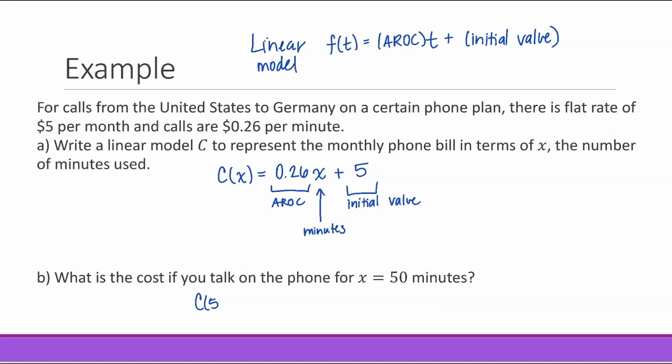So C of 50 is going to be 0.26 times 50 plus 5. 0.26 times 50 is 13, plus 5 is 18. And then let's keep in mind this is a cost. So what came out has units of dollars, $18.